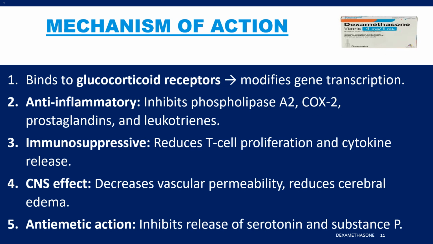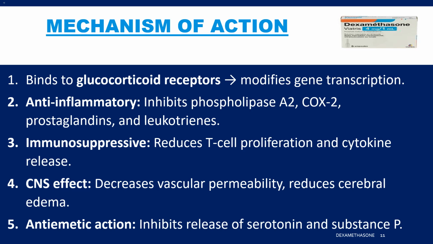Mechanism of action of dexamethasone. 1. Binds to glucocorticoid receptors. Dexamethasone works by binding to glucocorticoid receptors in the body, which triggers a series of downstream effects that ultimately modify gene transcription, changing the way genes are expressed. 2. Anti-inflammatory action. Dexamethasone inhibits the production of pro-inflammatory molecules, including phospholipase A2, COX-2, prostaglandins, and leukotrienes, which are involved in the inflammatory response, thereby reducing inflammation and swelling.